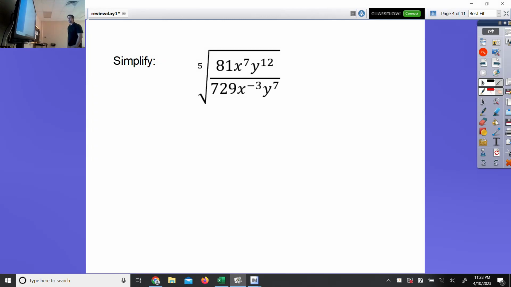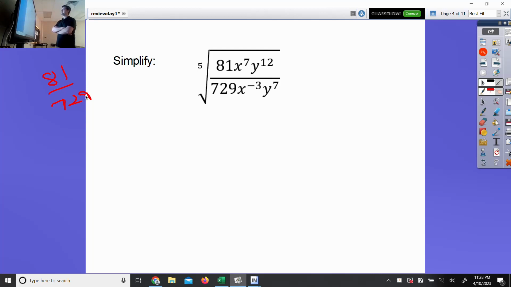Simplify the 5th root. Look at this big old thing. 5th root of 81 x to the 7th y to the 12th over 729 x to the negative 3rd y to the 7th. A lot of stuff going in there. 81 and 729, that's what I'd focus on first. There is no 5th root of 81. 81 is 3 to the 4th. 81 will enter 729 9 times, I think. That will reduce down to 9.